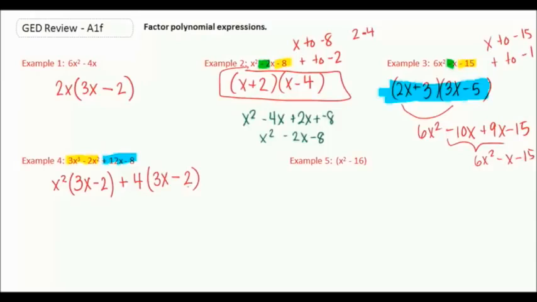And now from each of those sets, we actually pulled out the same binomial. So what we're allowed to do is we can say, well, one of our factored terms is 3x minus 2, and then we're going to combine our extra stuff together. So we're going to multiply that by x squared plus 4.